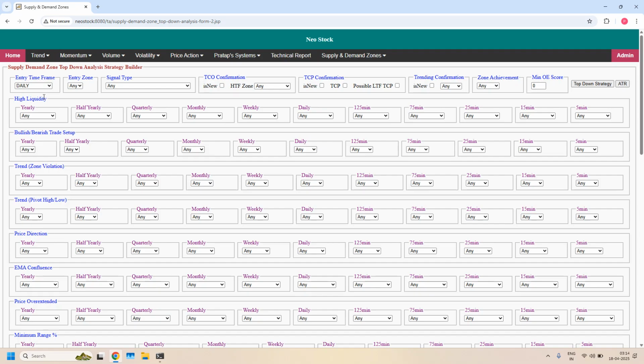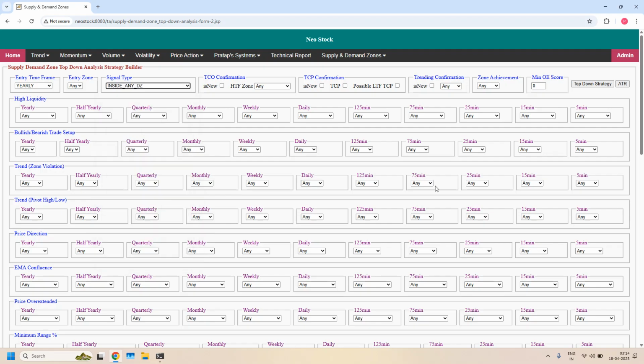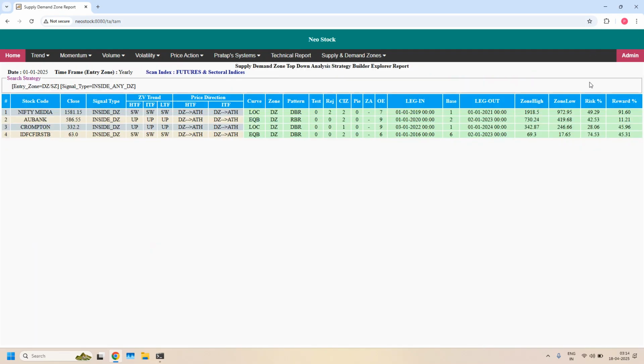Okay, now starting with the yearly time frame. Let us find the stocks where price closed inside the yearly demand zone. We got 4 stocks. I am giving you only a few seconds to watch the report.